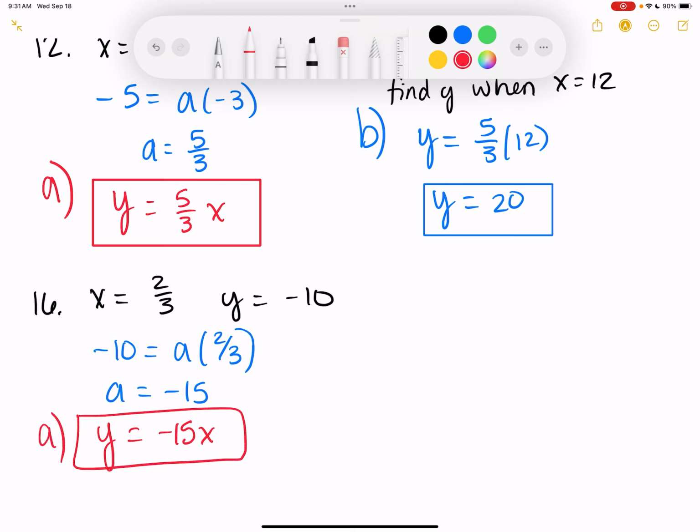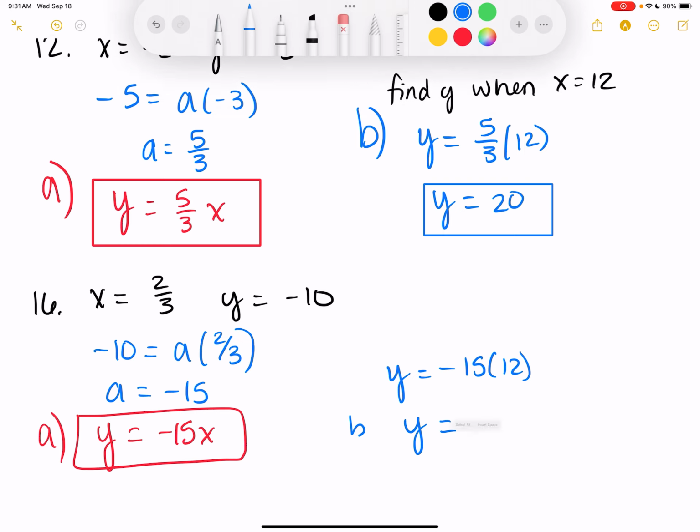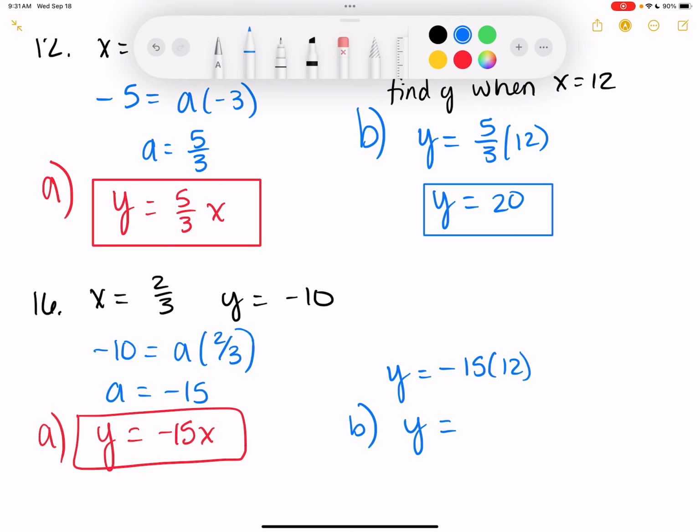Now I plug in when x is equal to 12. That's just for all that set of problems. X is 12, so y equals negative 15 times 12. It's a big one. What is that? Negative 160. I was joking. Negative 180.